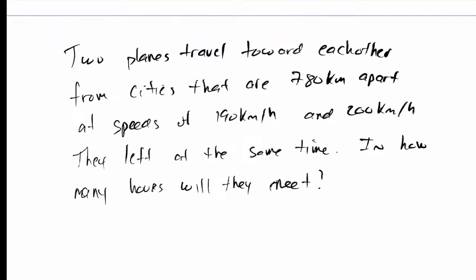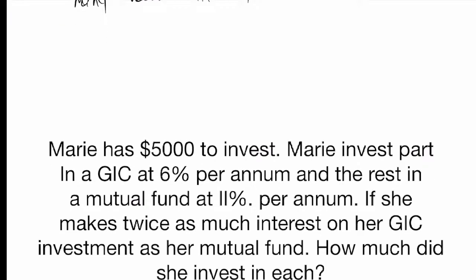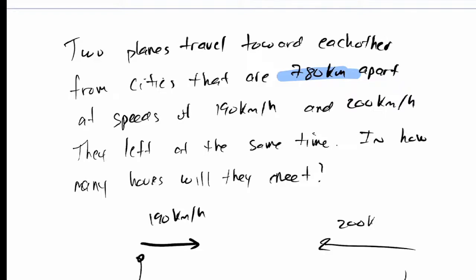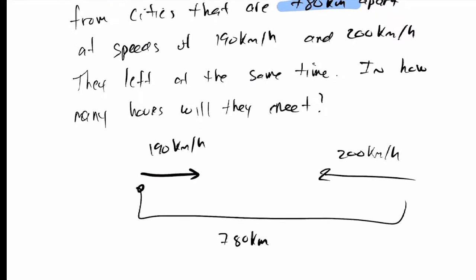Sure. So the plane one's a bit weird. It might be too difficult. Let's go through it together and see. Okay. So we have these two planes. They're 780 kilometers apart. One plane can go 190 kilometers an hour. The other plane can go 200 kilometers an hour. You know that you want to know when they meet. So, yeah, it's a bit confusing, this one here.